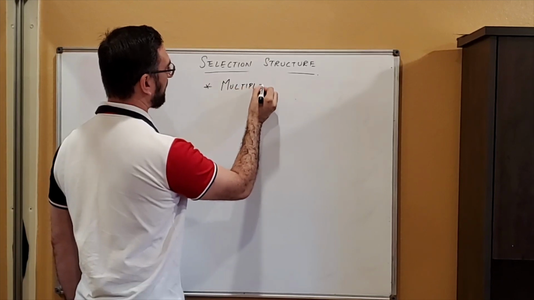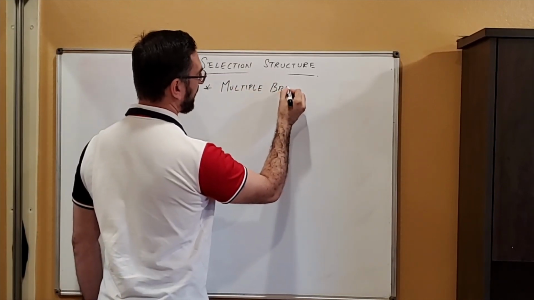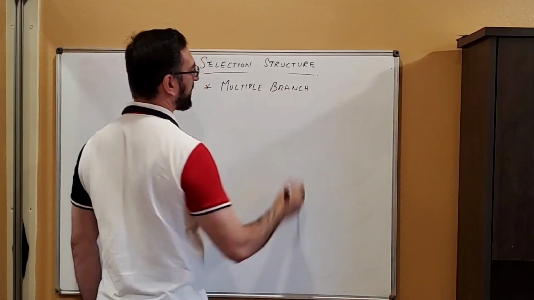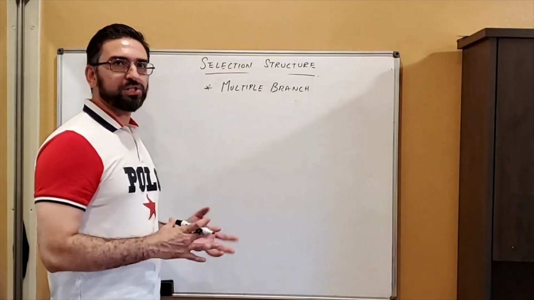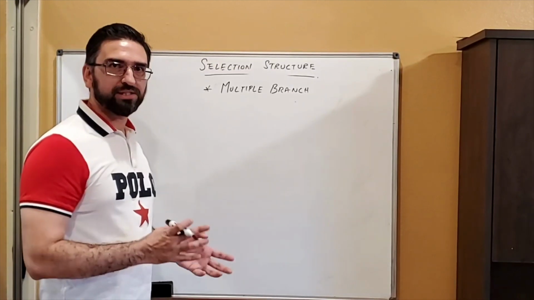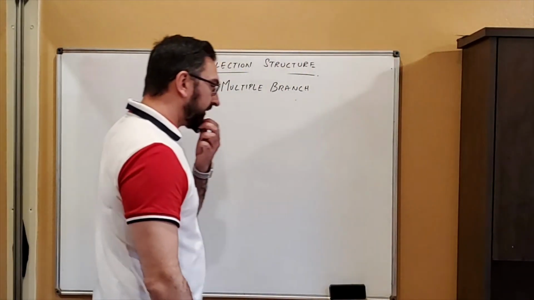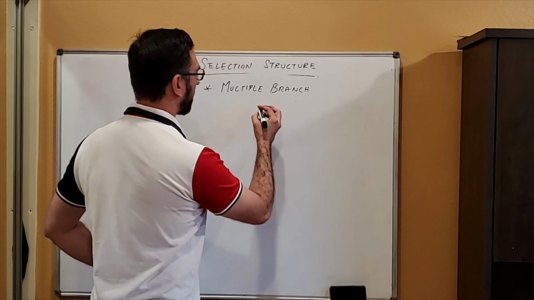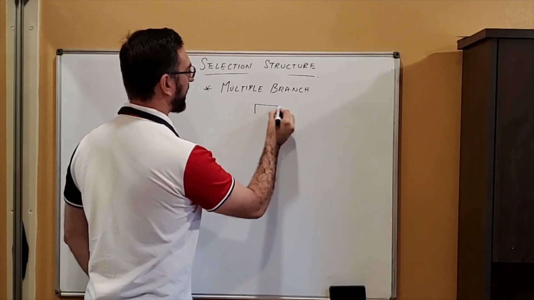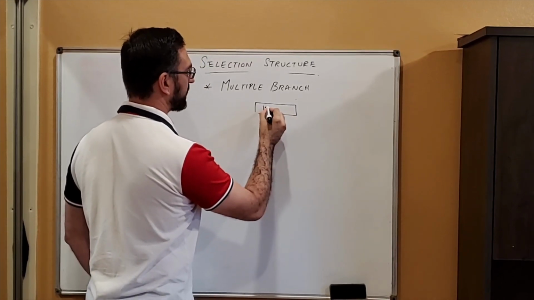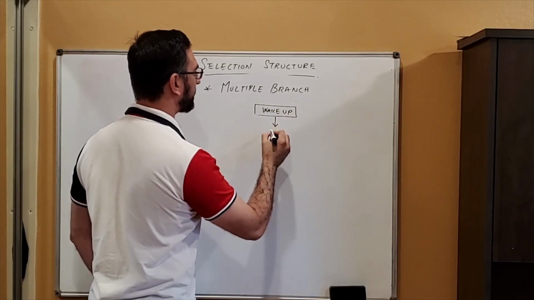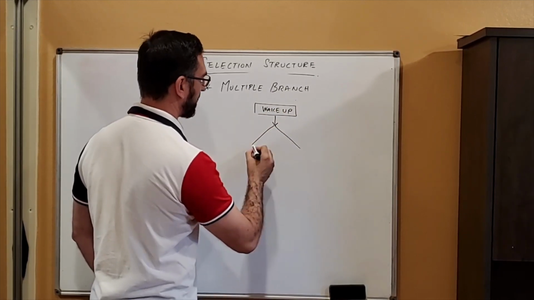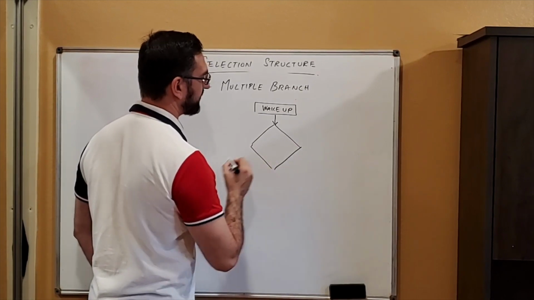Multiple branch. Now what does that mean? What it means is it's actually a combination of multiple if-else statements. So let's suppose you have to decide on what activity you want to do. So you wake up, for example, in the morning, and then after you wake up, you check the weather, right?